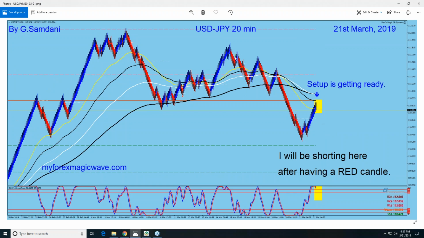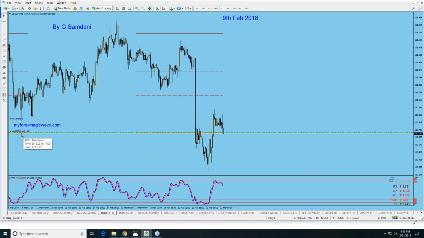You just saw it, right? So it was a big drop, a move up, and then it continued to the downside. And this is the one where I said the setup is getting ready. I will be shorting here after having a red candle, which I got. Basically I was teaching someone on Skype, so I just put a pending order there, and it got filled, I guess. Yeah, so it got filled. All right, so I'll be moving my SL slowly with this.